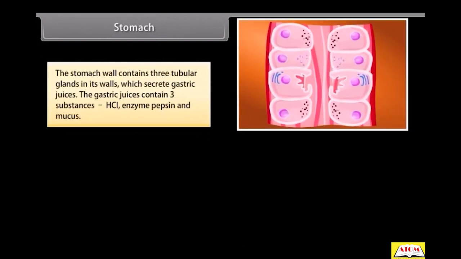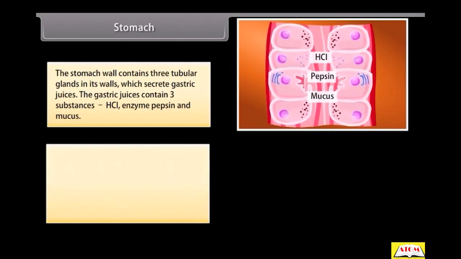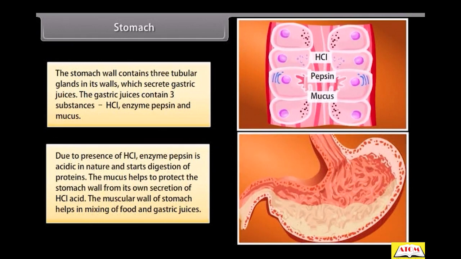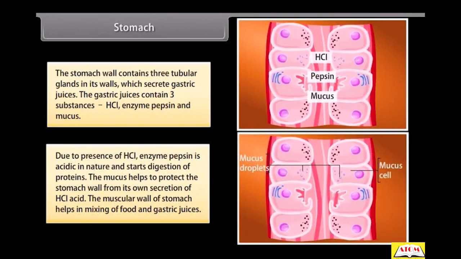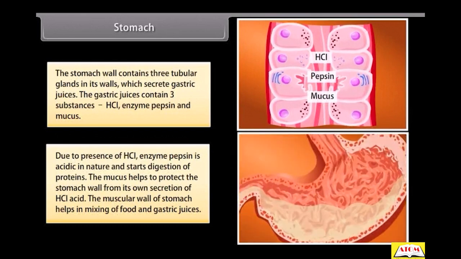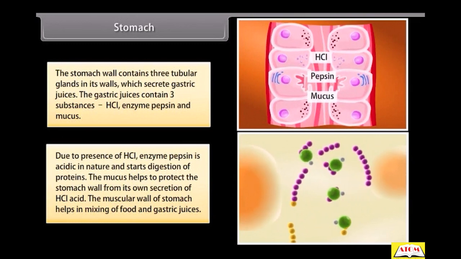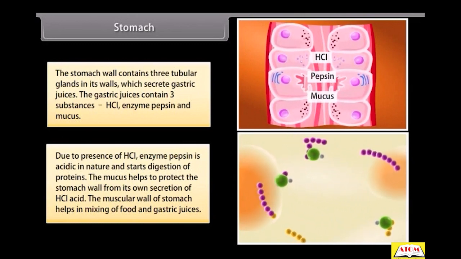The stomach wall contains tubular glands in its walls which secrete gastric juices. The gastric juices contain 3 substances: HCl, the enzyme pepsin and mucus. Due to the presence of HCl, the medium is acidic in nature and pepsin starts digestion of proteins. The mucus helps to protect the stomach wall from its own secretion of HCl acid. The muscular wall of the stomach helps in mixing of food and gastric juices.